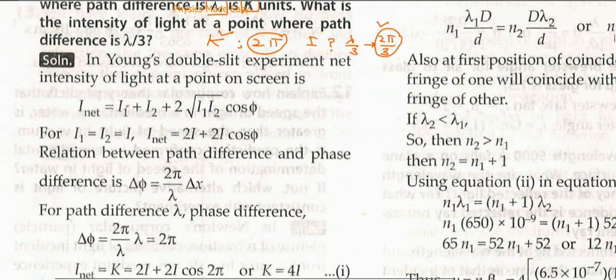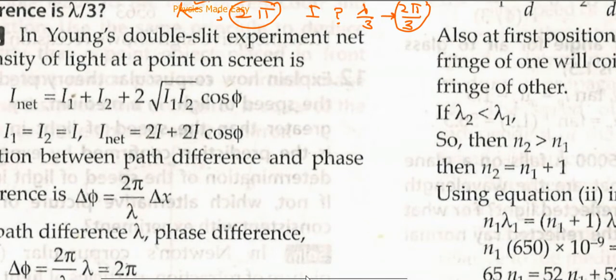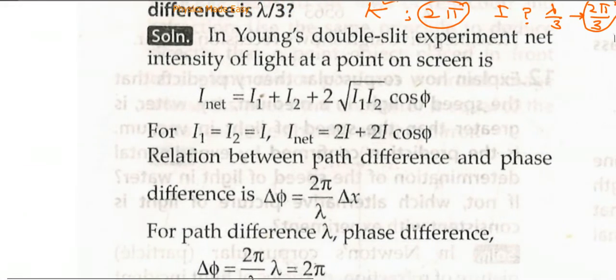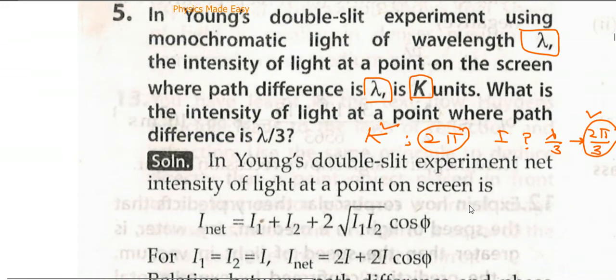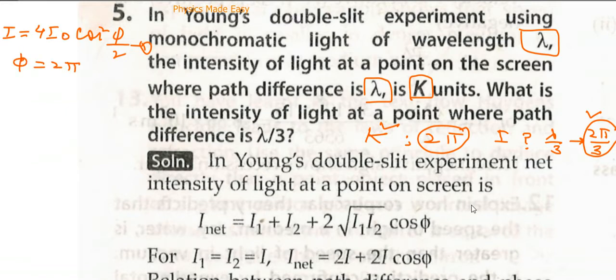Now let us solve it. Take the first case. In this case, the formula for intensity, remember this formula, I is equal to 4 I naught cos square phi by 2. In first case, it is given to be k unit when phi is equal to 2 pi. I is given to be k units.